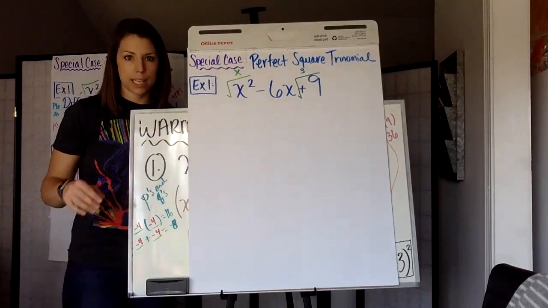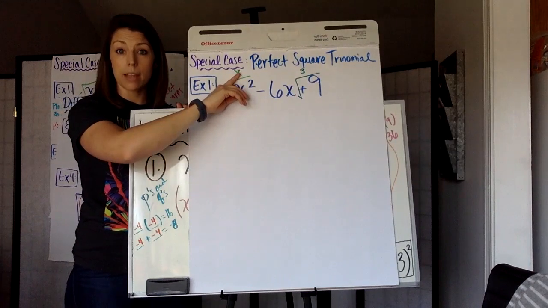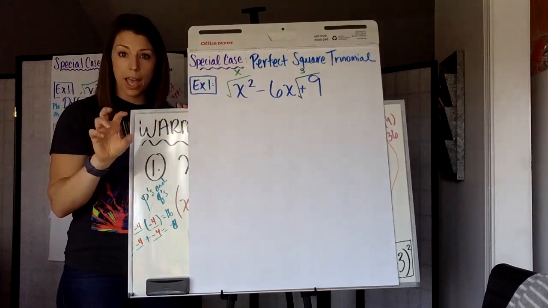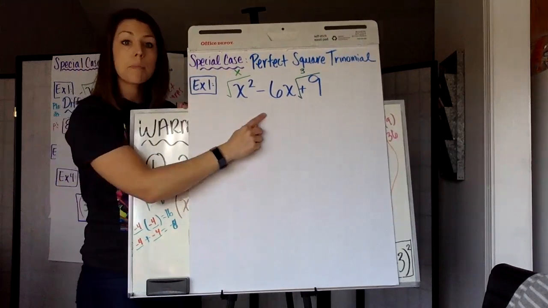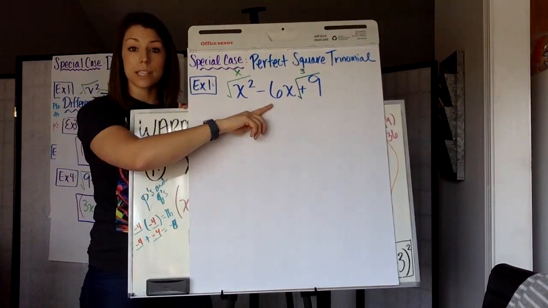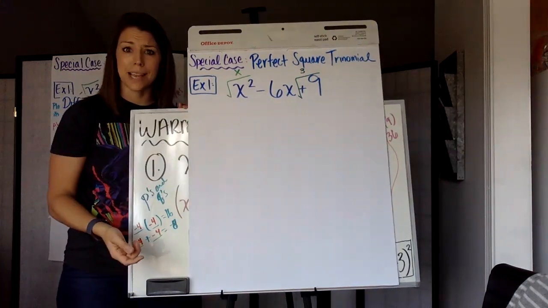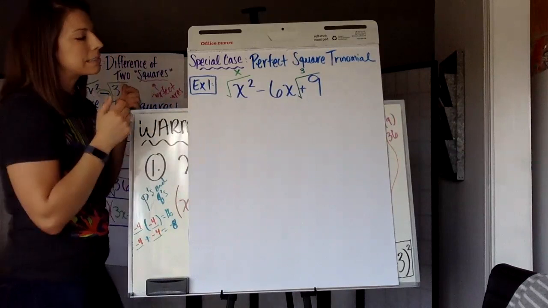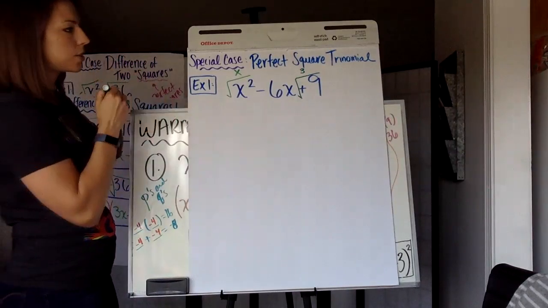So let's do it like this. What is 3 times x? 3x, right? Well, what's 3x plus 3x? 6x. Is the middle term positive 6x? Ooh, close. It's negative 6x, right? So what can I do? Oh, wait a minute. Hold on. There's something I could do here.